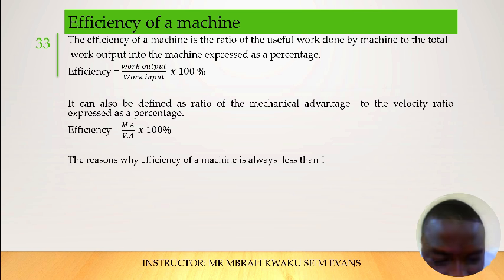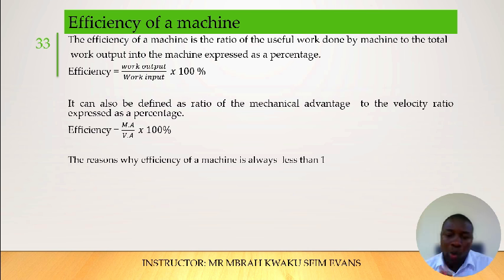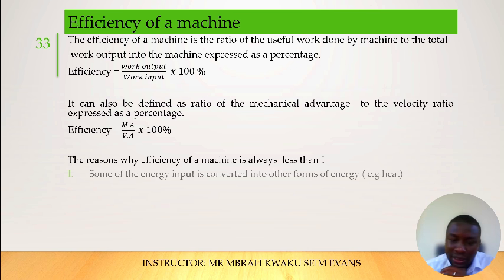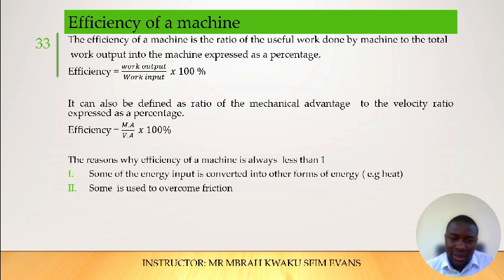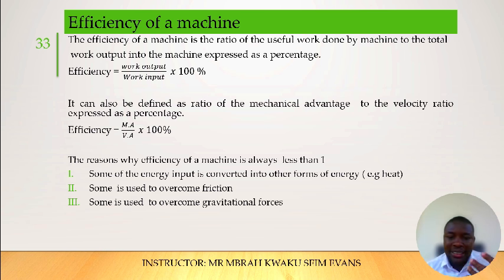Reasons why machines are not 100% efficient, the efficiency is always less than 1 or less than 100%. Number one, some of the energy input is converted into other forms of energy like heat. Two, some is used to overcome friction. Three, some is used to overcome gravitational force. Part of the energy is used to overcome gravitational force.